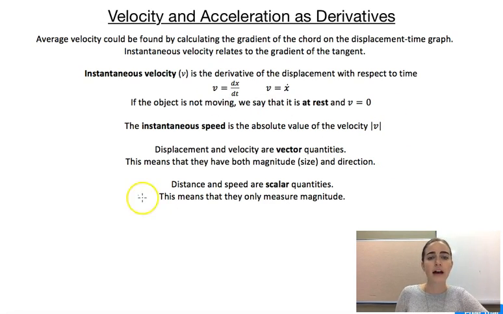And the reason we do that is that displacement and velocity are what we call vector quantities. So they have a magnitude or a size and a direction. So they can be positive, negative, or 0. On the other hand, we've got distance and speed, and they're what are called scalar quantities. So they only have a magnitude or a size. They don't have a direction. So that means they can't ever be negative values.